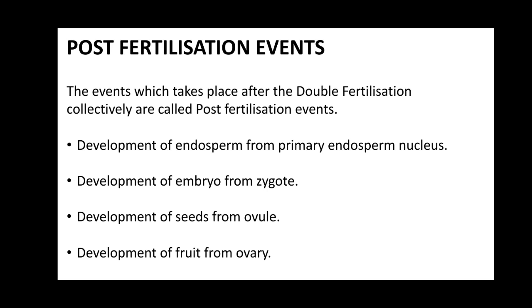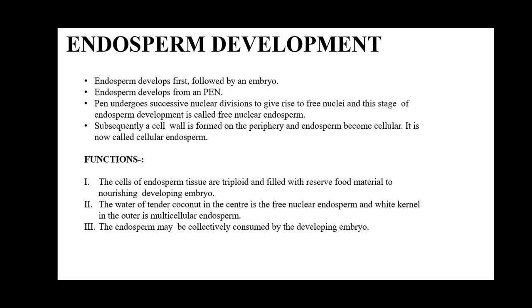Now we are going to study the post-fertilization events. After fertilization occurs, the primary endosperm nucleus turns into the endosperm, the zygote converts into the embryo, the ovule converts into the seed, and the ovary turns into the fruit. Now come to the process of development of the endosperm.